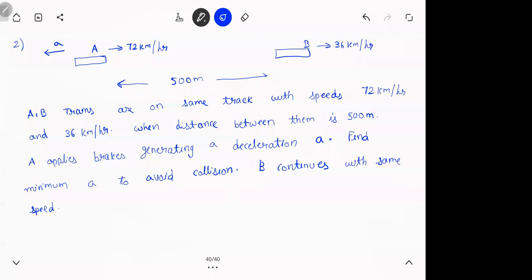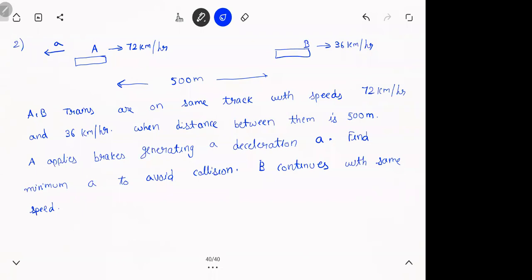And if you apply the brakes too much, what will happen? Train A might stop also. And because of that, you will lose a lot of energy, and you have to start the engine again. So there's an optimal value where you don't want to lose too much energy and you don't want to hit B also. So there's a minimum deceleration for which you are in the safe zone.